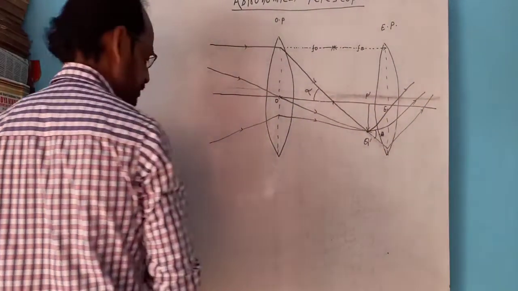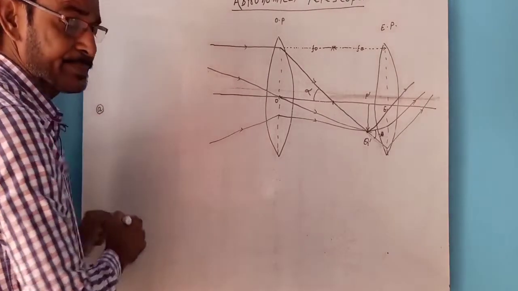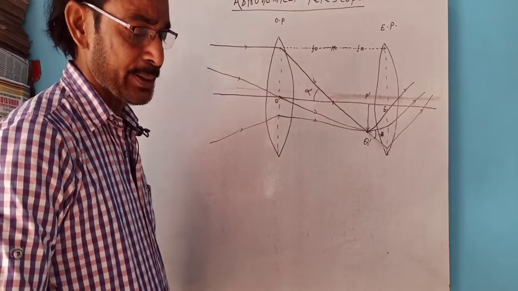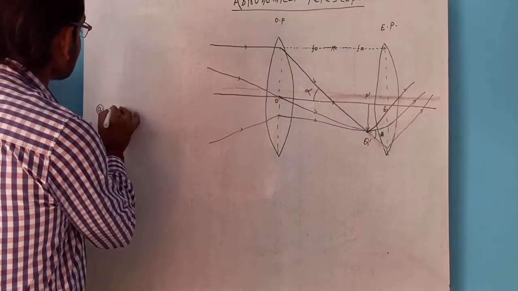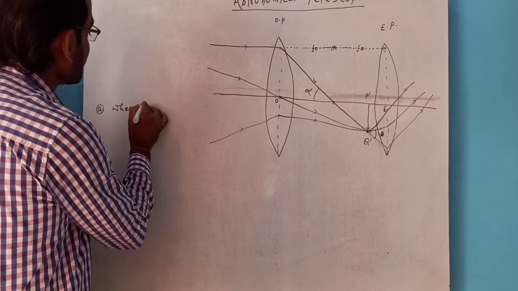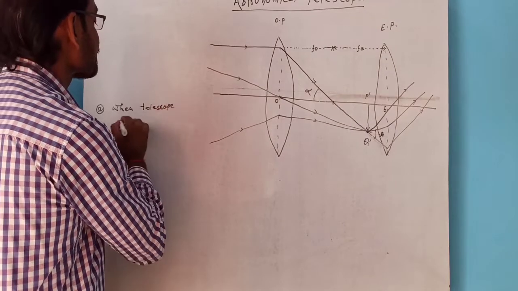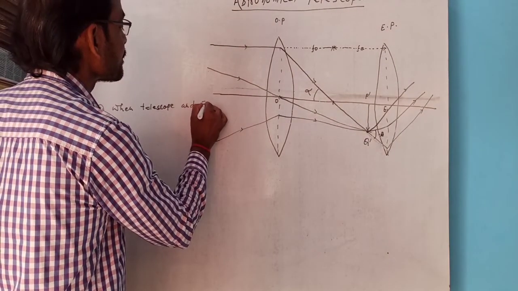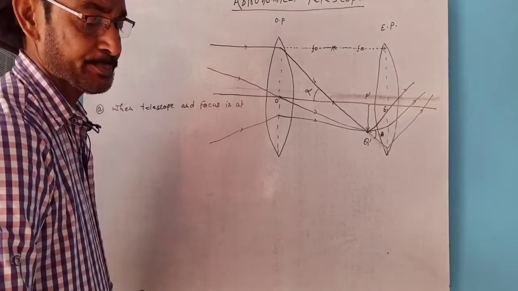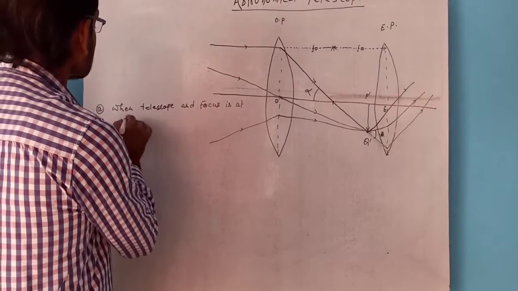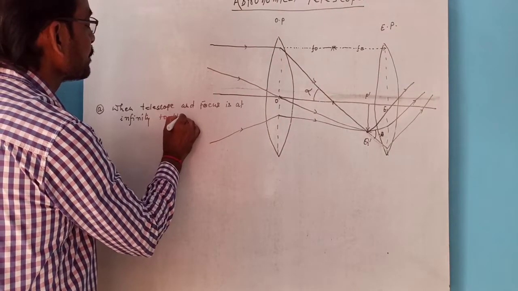Now the condition is condition A. Here, the telescope is focused for an object at infinity.